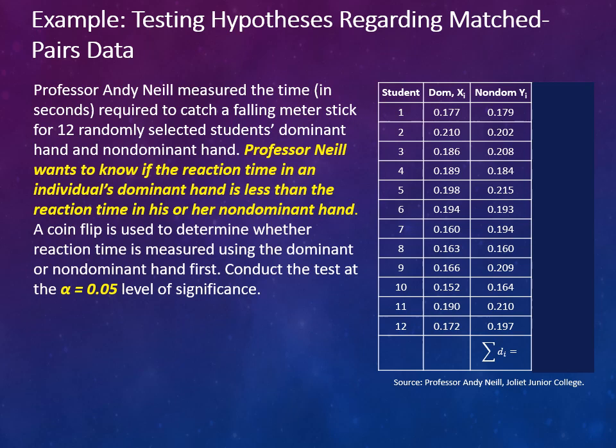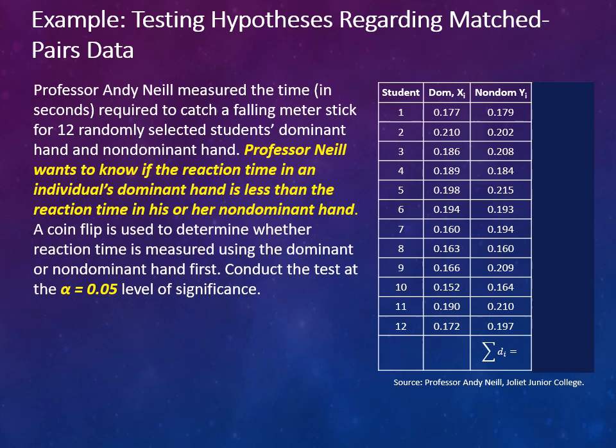Professor Andy Neal measured the time in seconds required to catch a falling meter stick for 12 randomly selected students' dominant hand and their non-dominant hand. Professor Neal wants to know if the reaction time in an individual's dominant hand is less than the reaction time in his or her non-dominant hand.